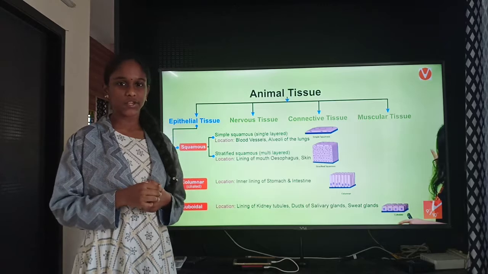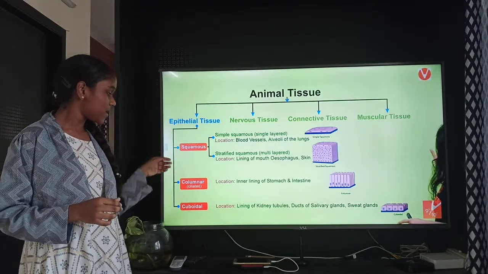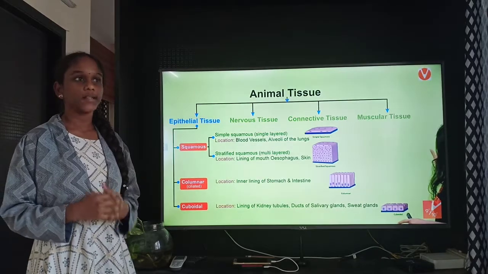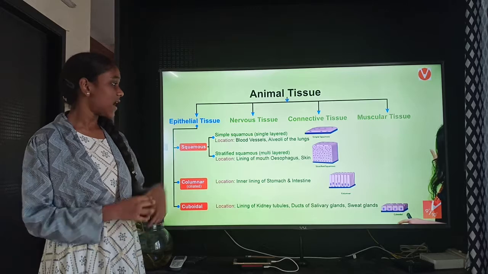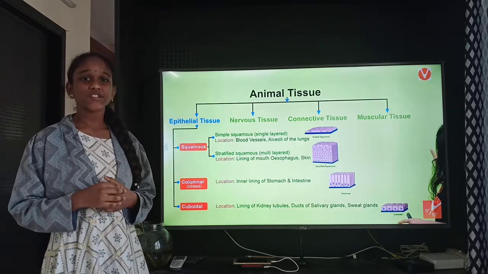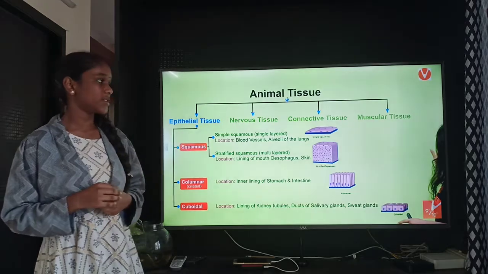about epithelial tissue. So epithelial tissue is of three kinds: squamous, columnar and cuboidal. First, let's talk about squamous. Squamous is of two kinds. They are simple squamous and stratified squamous. First, let's talk about simple squamous.